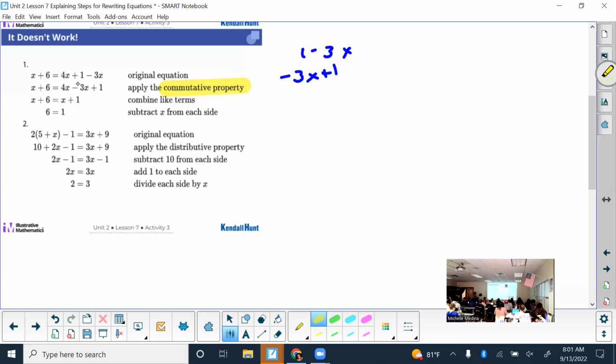But you would also have to combine like terms first anyway, before you do anything else. And that's what they did. The 4x minus 3x, they just moved it, I guess, to make it easier. So that is acceptable.